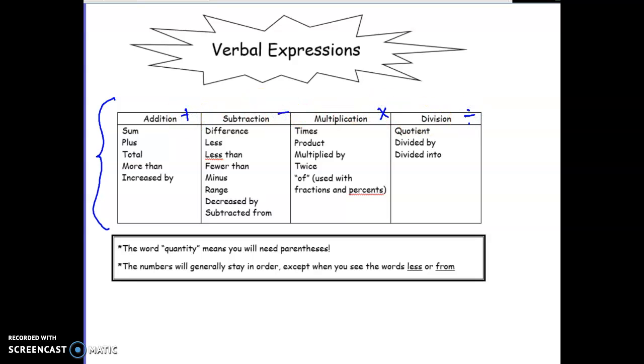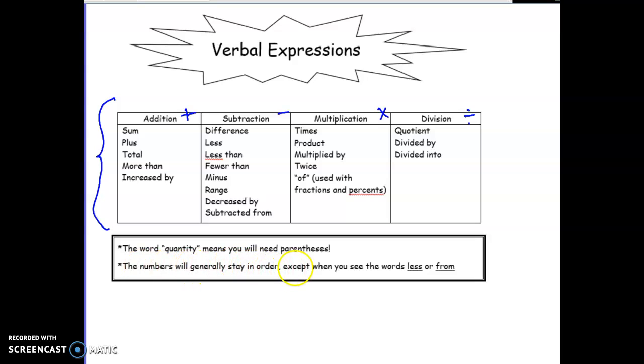So if you see the word sum or plus or total, you would think of addition. Say you had the word minus or difference, that would be subtraction. Multiplication, you could have multiplied by, the word twice, product, times. Division, you would have quotient, divided by, divided into. And this is, again, just a subset of words. You'll definitely have other words that you might encounter.